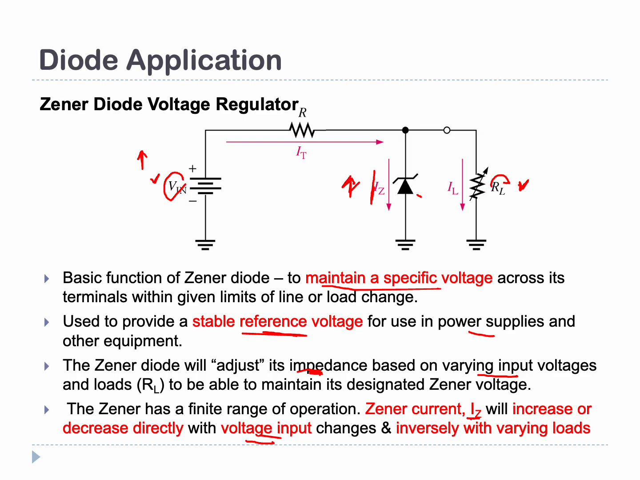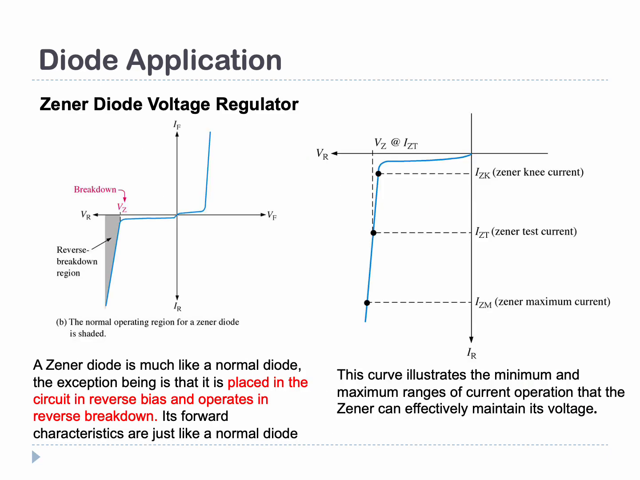However, it will work inversely with the varying loads. Meaning that if the load resistor here is high, then your Zener current will be low. It works inversely. So it increases or decreases in proportion to the input voltage changes, however it works inversely with the varying loads. I believe you are familiar with this as well, I have shown it to you earlier.